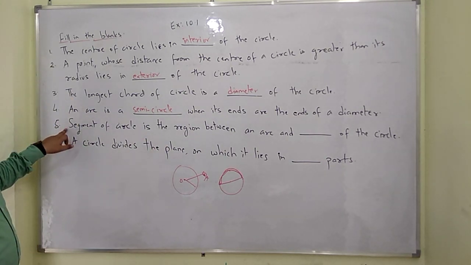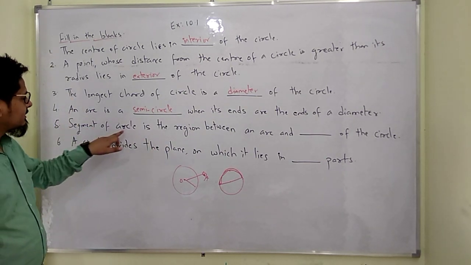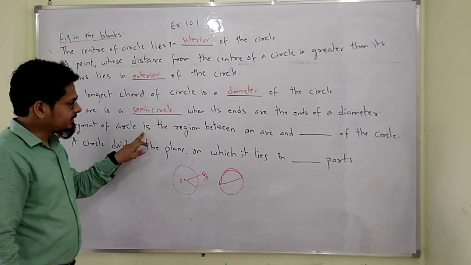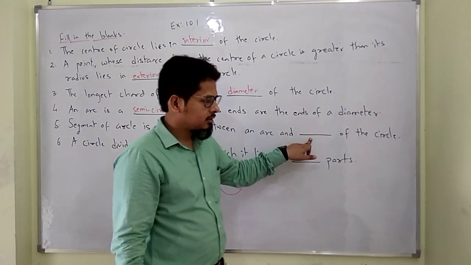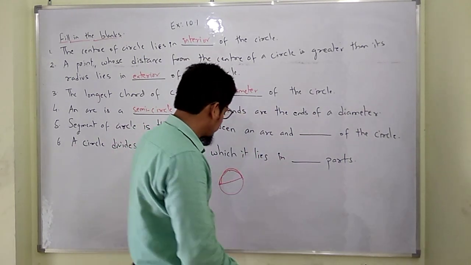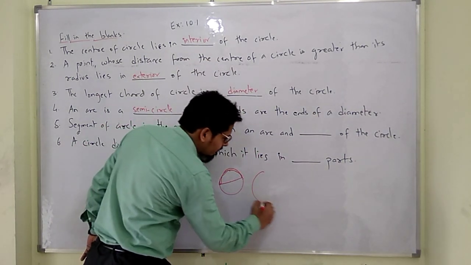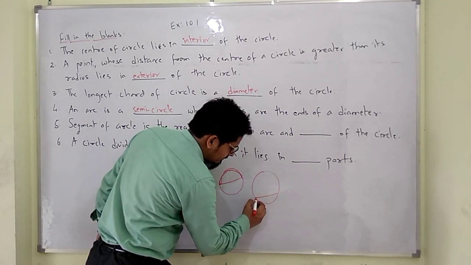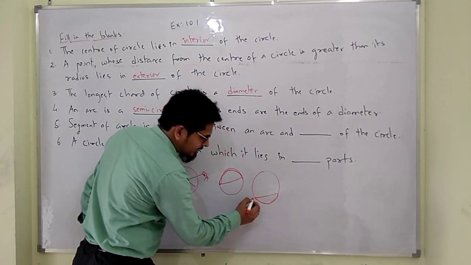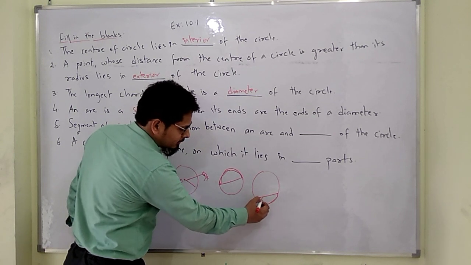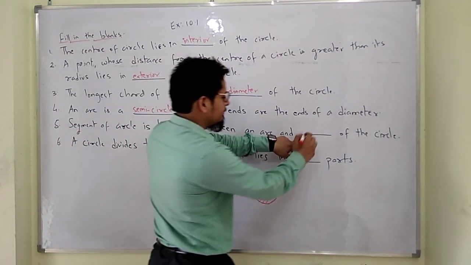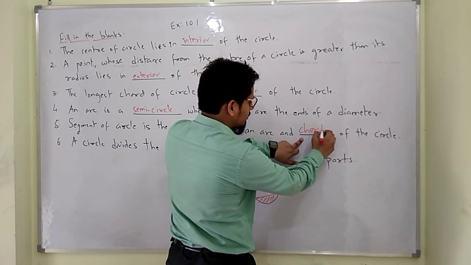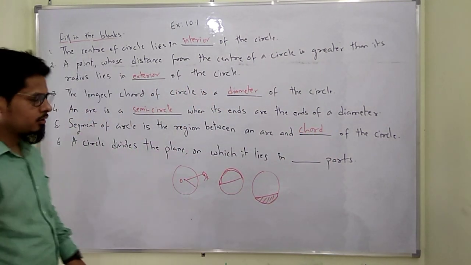Fifth answer: a segment of a circle is the region between an arc and dash of the circle. You see, this is the arc and this is the chord. This portion is called a segment. So which term comes here? Chord of the circle.